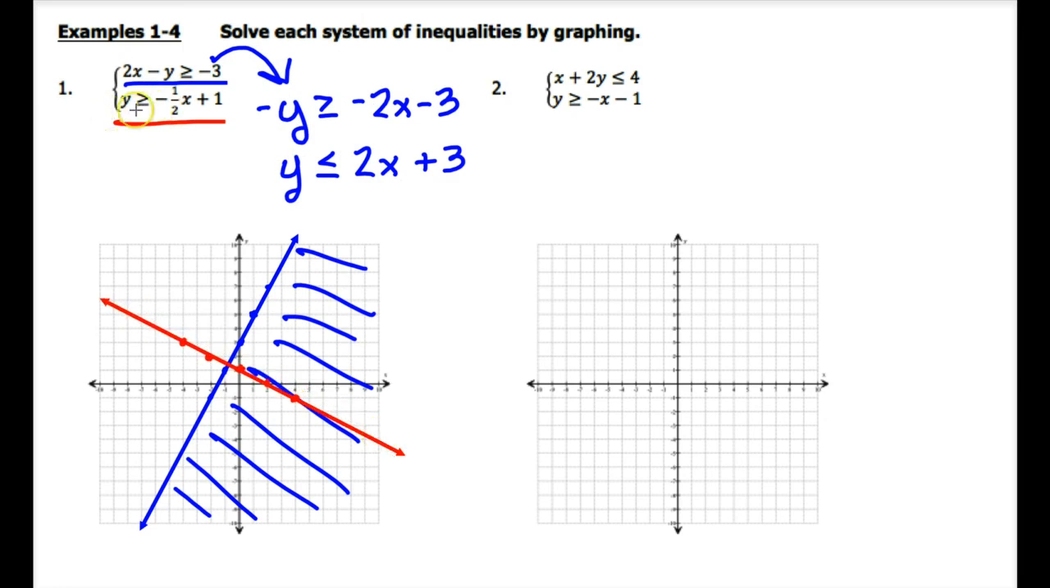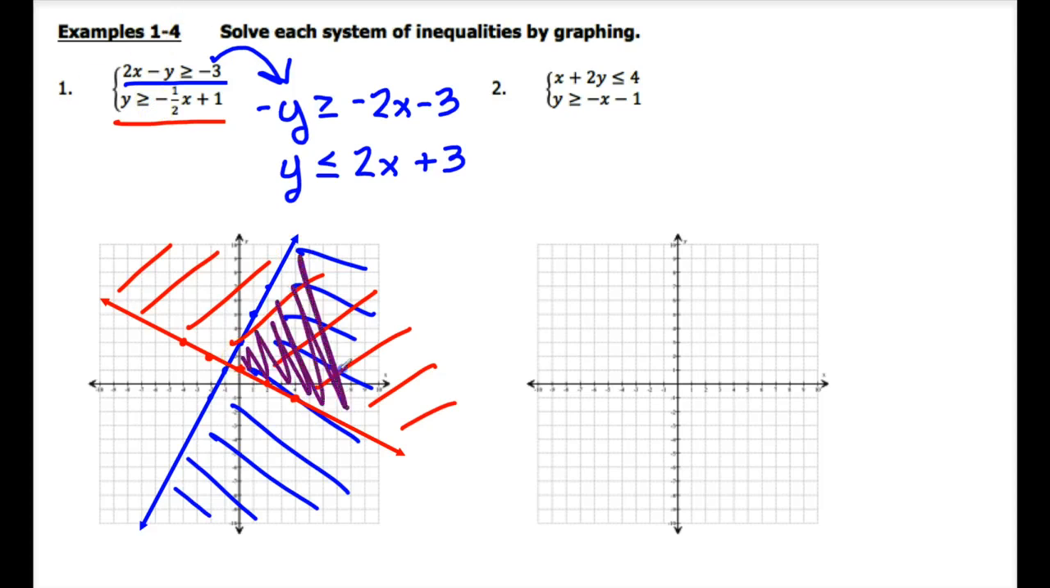And my shading for this one is going to be above the line. Okay, so now my overlap region is going to be this region on the far right here where I see my blue and my red shadings overlap. Again, if you can tell where the blue and the red regions are without actually shading those, that's fine.